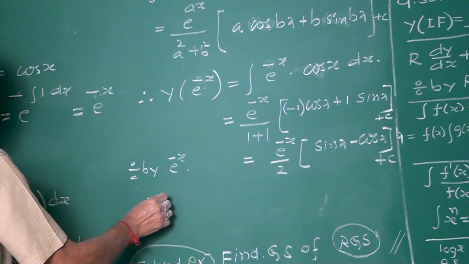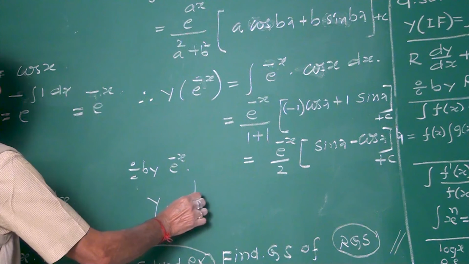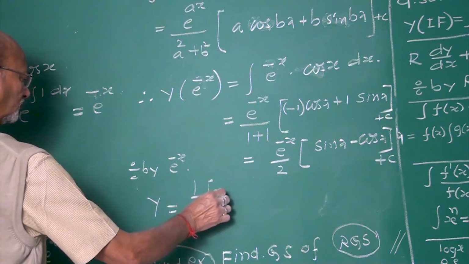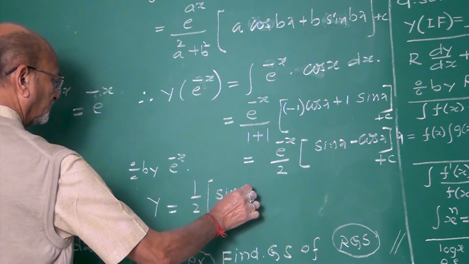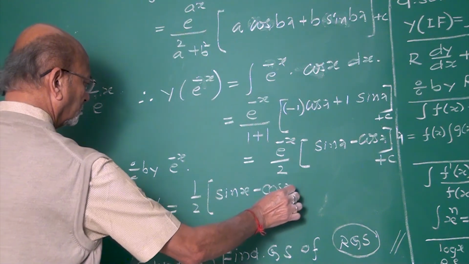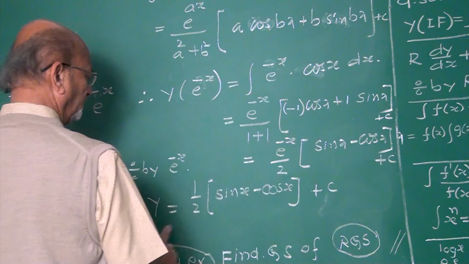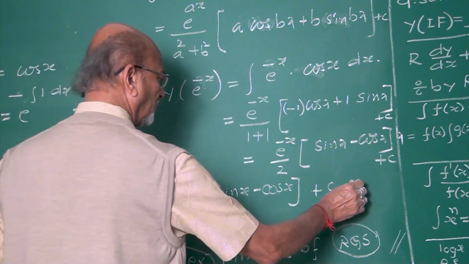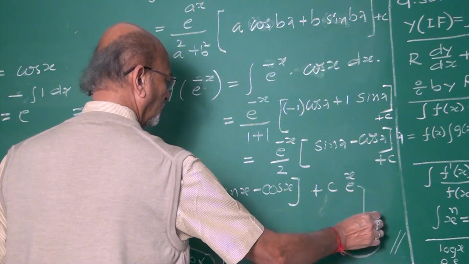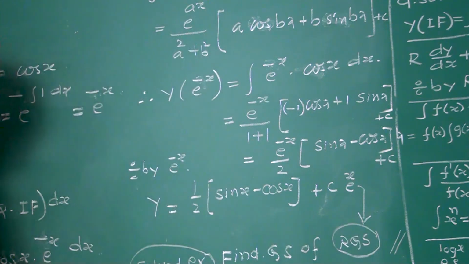Yes, y equals, this is cancelled, 1 by 2 into sin x minus cos x, plus c, lifting this to the numerator, e to the power x. So this is the required general solution. My friend, I give 2 minutes. Copy it.